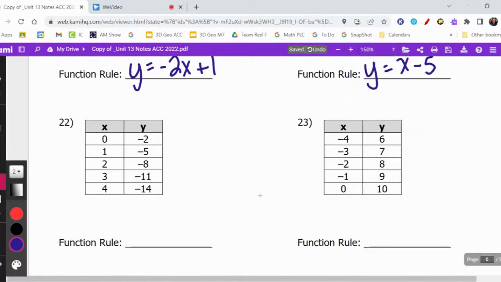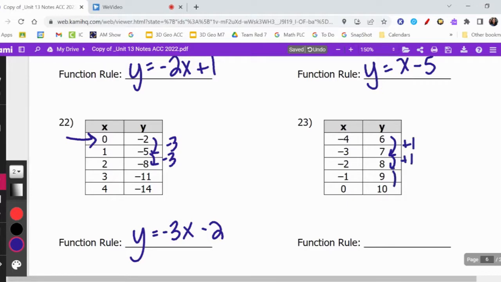Okay, for the next two, this is going down by 3, down by 3, and so on. So y equals negative 3x. Then my y-intercept is right there, minus 2. y equals negative 3x minus 2. This one, going up by 1 every time, y equals x. My y-intercept's right here. It's 10, so I'm going to write plus 10.